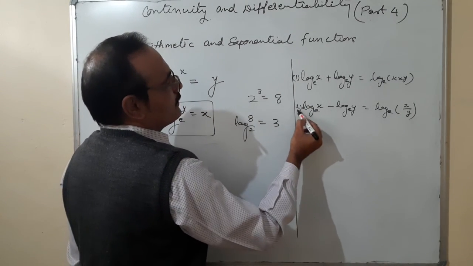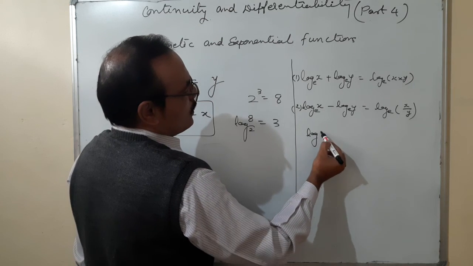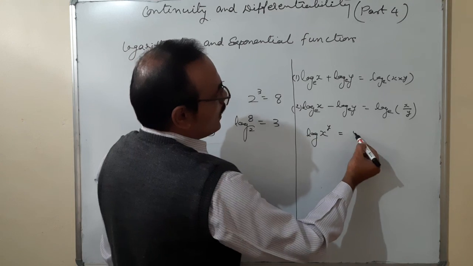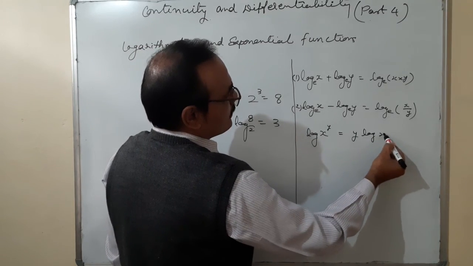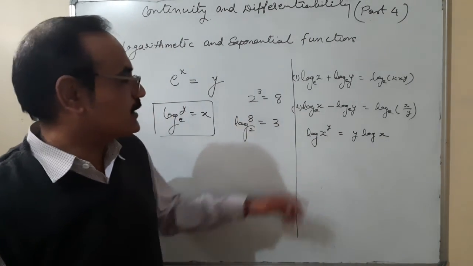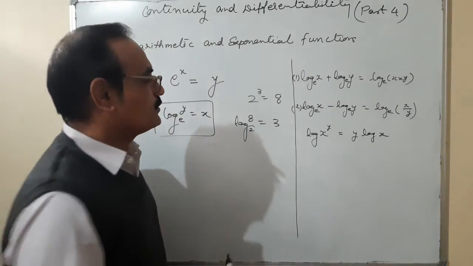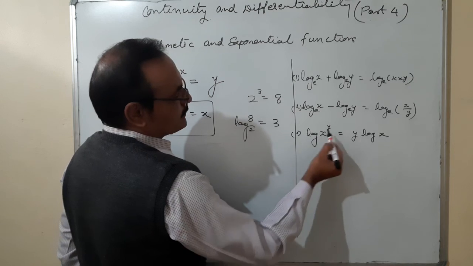Rule number 3: log x to the power y is equal to y log x. So whatever the power is there, it is coming here as a multiplication term. It's a very important rule. It is used in most of the questions.